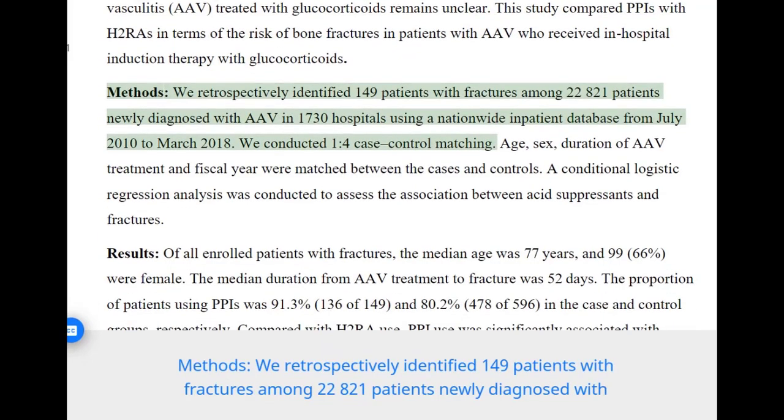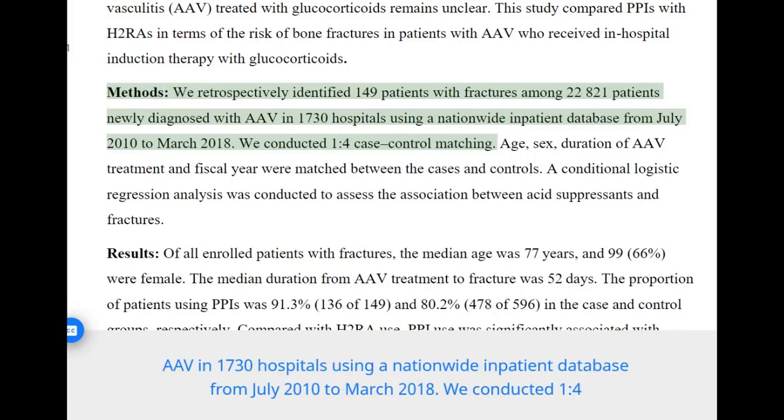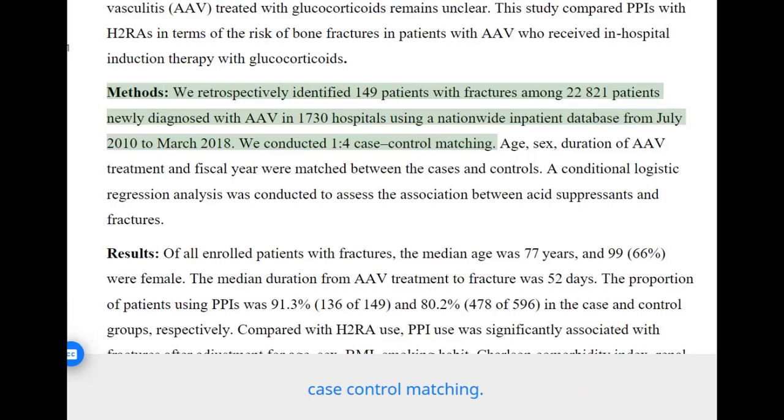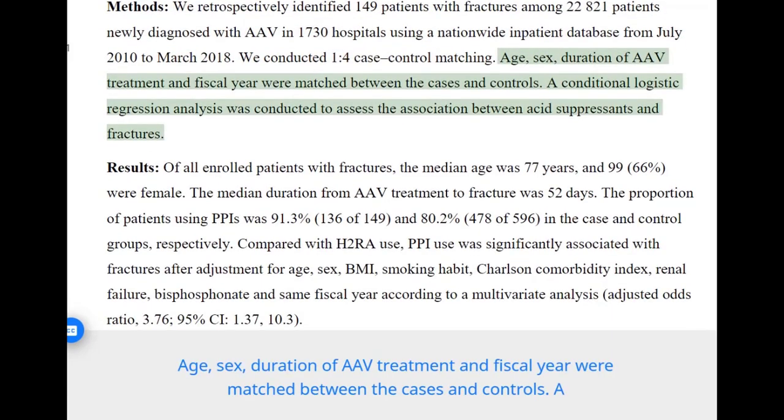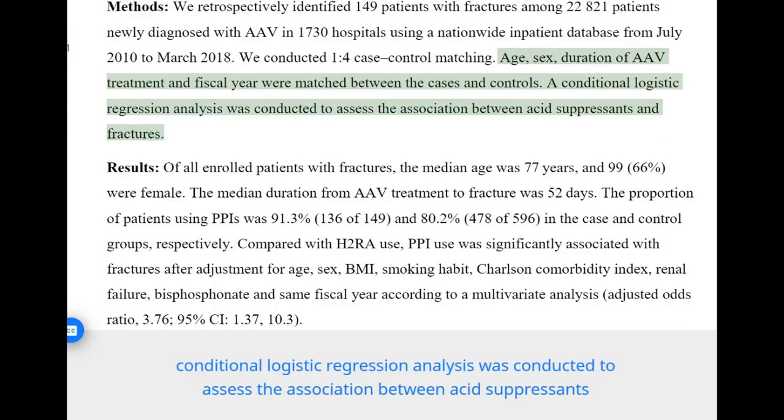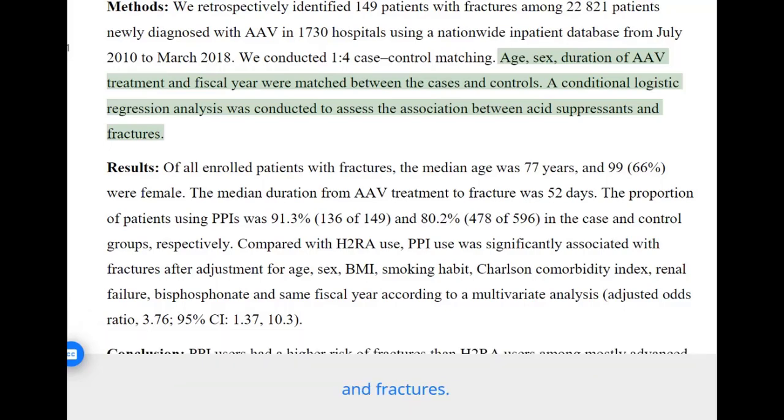Methods: we retrospectively identified 149 patients with fractures among 22,821 patients newly diagnosed with AAV in 1,730 hospitals using a nationwide inpatient database from July 2010 to March 2018. We conducted 1:4 case control matching. Age, sex, duration of AAV treatment and fiscal year were matched between the cases and controls. A conditional logistic regression analysis was conducted to assess the association between acid suppressants and fractures.